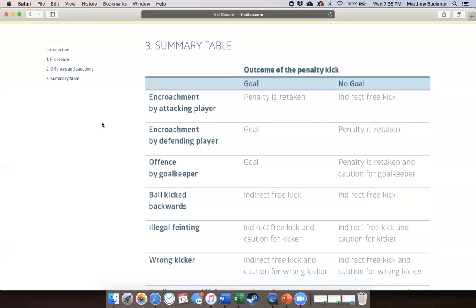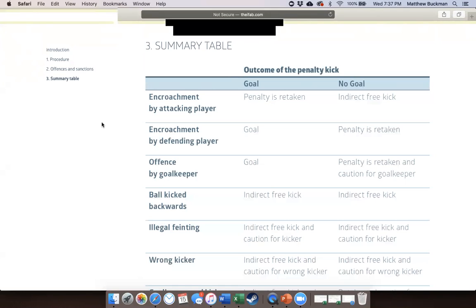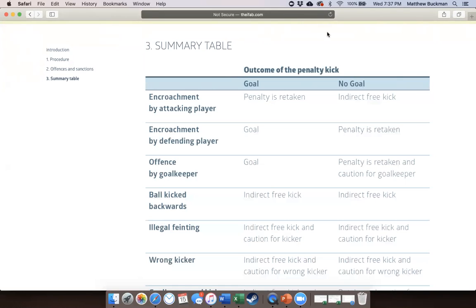Now, a little bit of common sense here. If you have encroachment by a defending player and the ball is saved by the goalkeeper and then the attacker just kicks it right back into the goal again, let's use a little common sense. Let's let the goal stand. But if we have encroachment by a defending player and the goalkeeper saves it and it goes out of bounds, or the goalkeeper saves it and the defender clears it, we want to retake the penalty kick because the defending player has cheated.